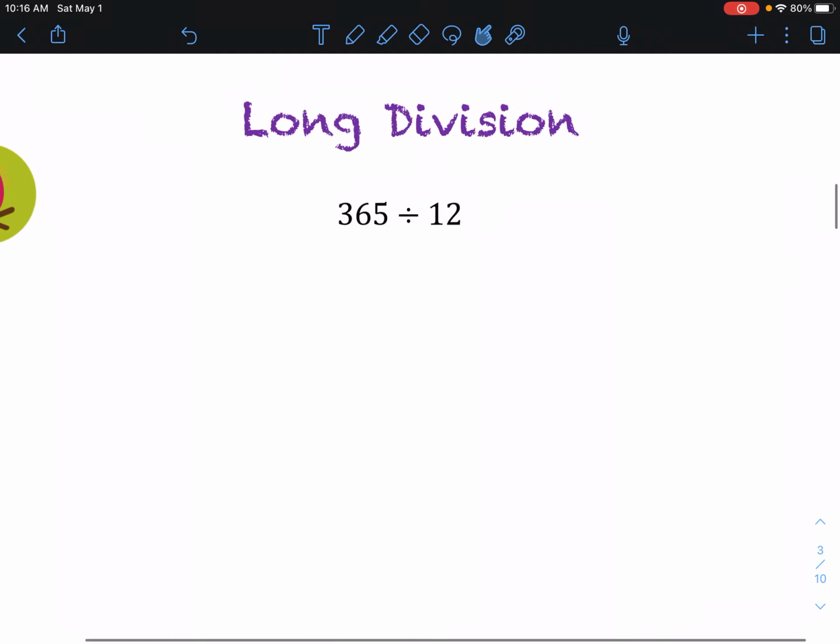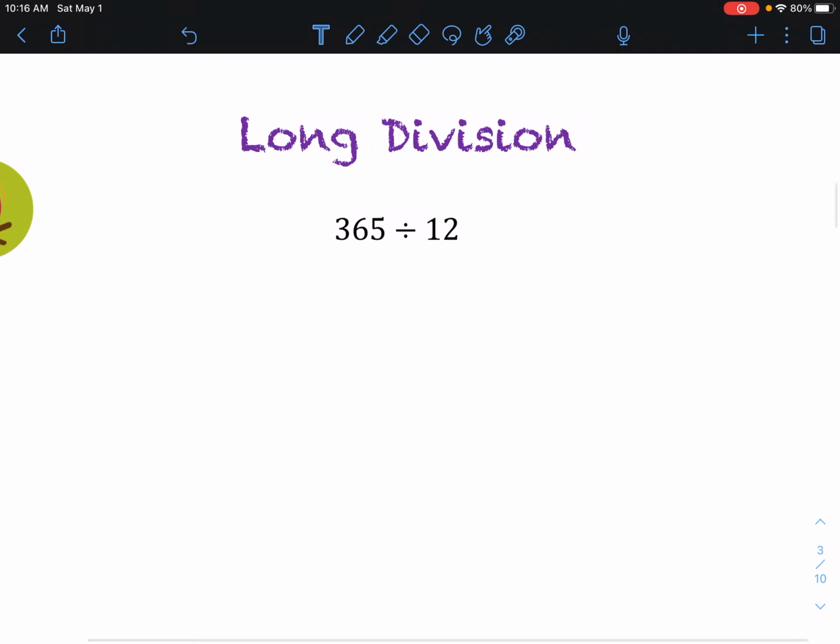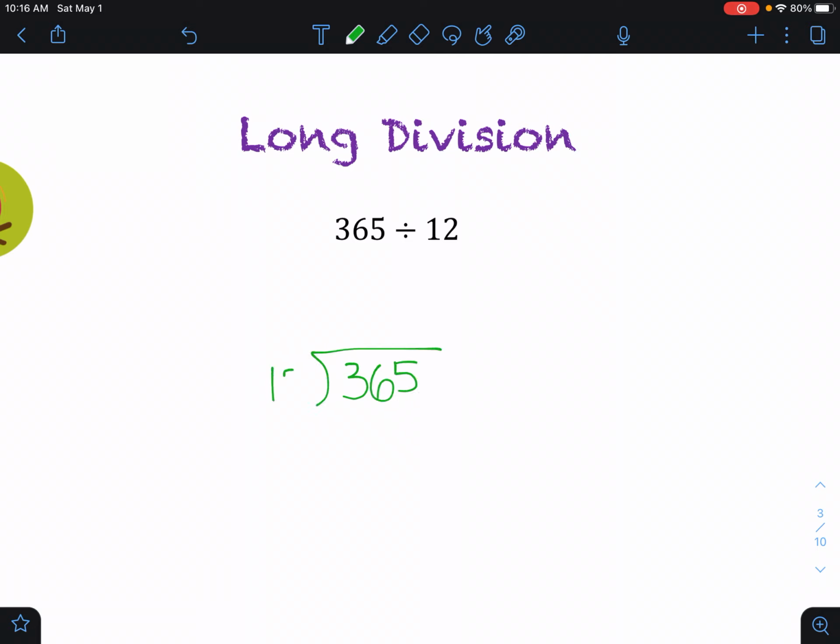So how do we take 365 divided by 12? So let's do that. Remember, you start by writing this, and we put a 12 over here. Then we would say, how many times does 12 go into 36? And we'd say, oh, that's 3 times. And we get 36. We draw a line, we subtract. We have 0 here, so now we're going to bring down this 5.